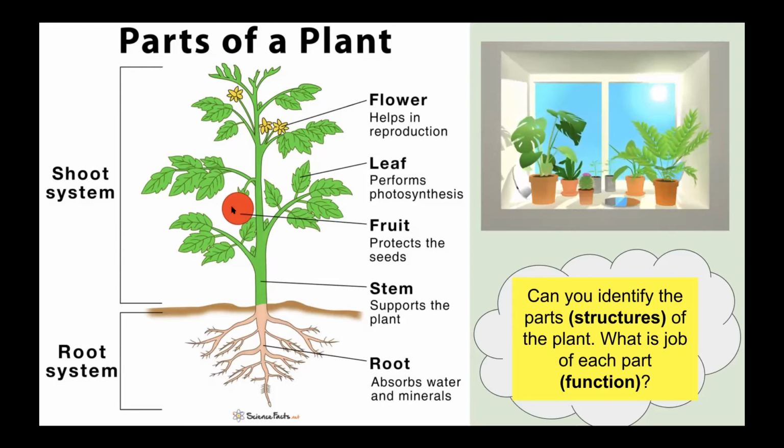Then we have the fruit. Now, this happens to be a tomato plant. So we know that if we were to eat that tomato, we would see seeds inside the tomato. So the fruit houses the seeds and protects them.